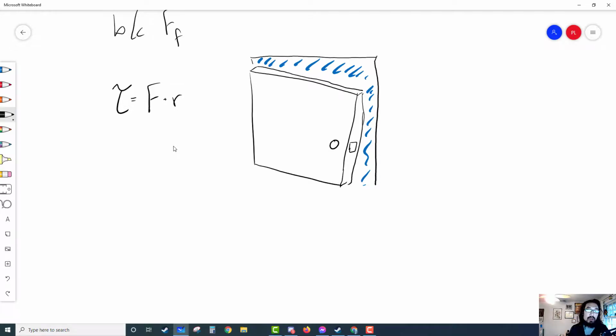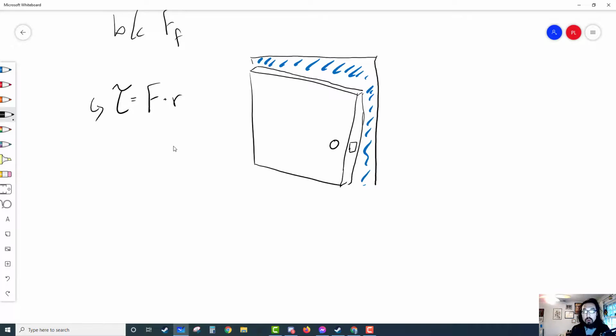Now, the way that we can use this equation, force times radius, is when we want to see how the object will start to rotate, or how this object will be affected. So if you have a door and you want to open the door, you will put your hand on the handle, and then you'll either push or pull the handle. And so we can see this here.